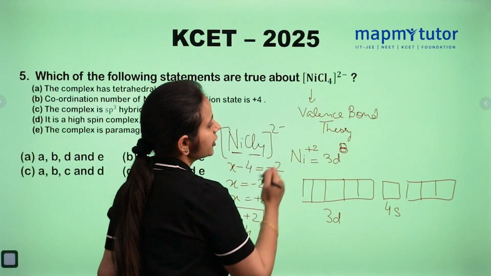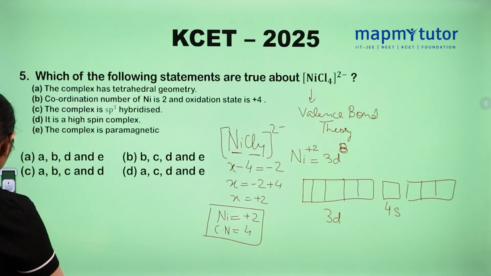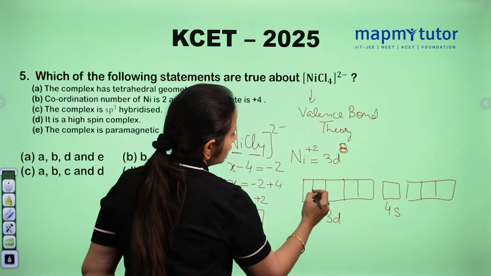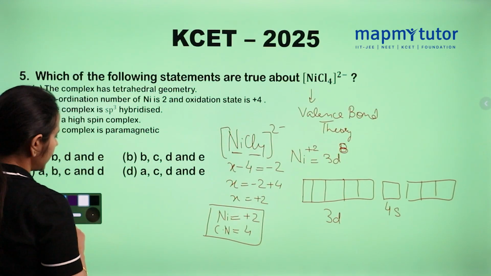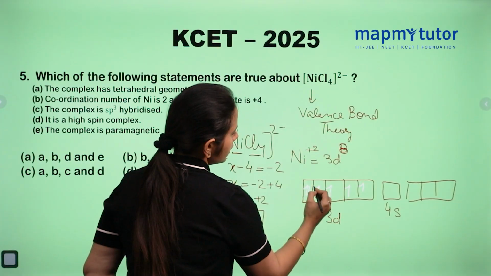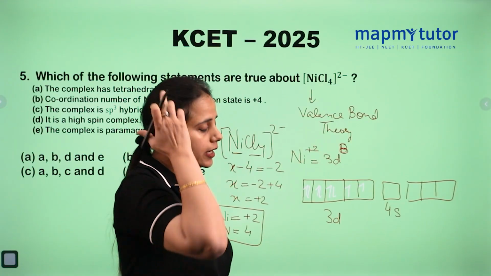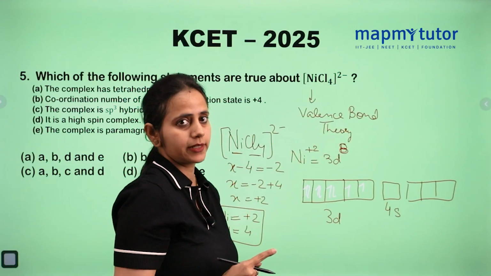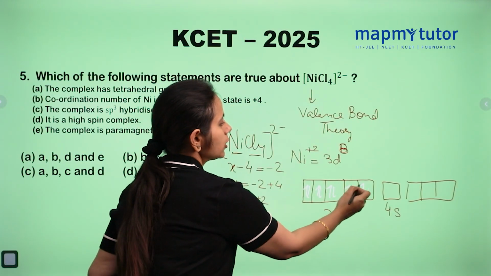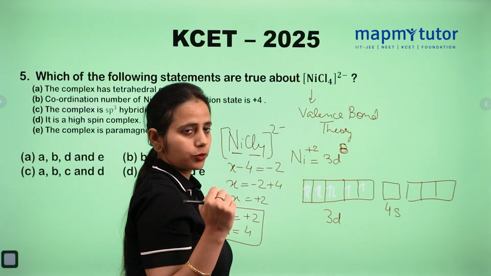Let's fill these 8 electrons in the d orbitals. We'll fill it with the help of a different color. Let's take white. 1, 2, 3, 4, 5, 6, 7 and 8. We have filled these according to Hund's rule. What does Hund's rule say? That pairing of electrons will not take place until all the orbitals contain one electron. So first we have filled all the orbitals by one electron and then we paired them, and so they contain 2 unpaired electrons.